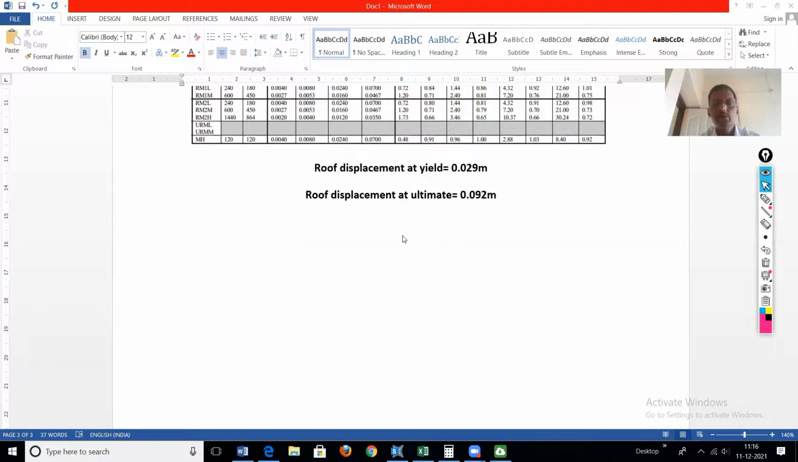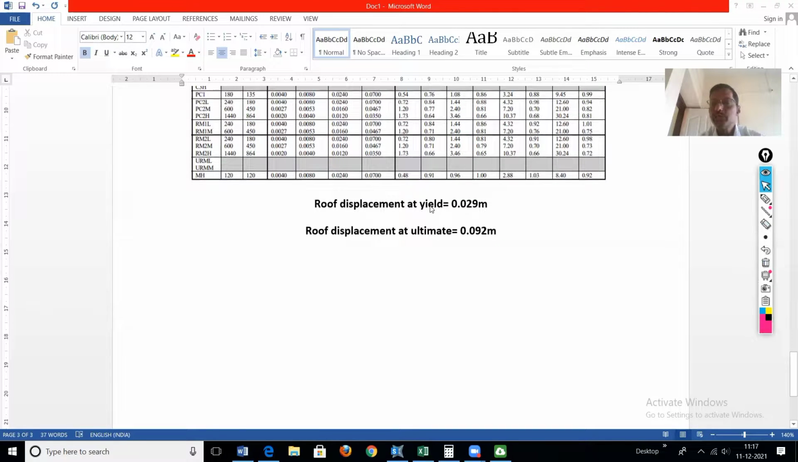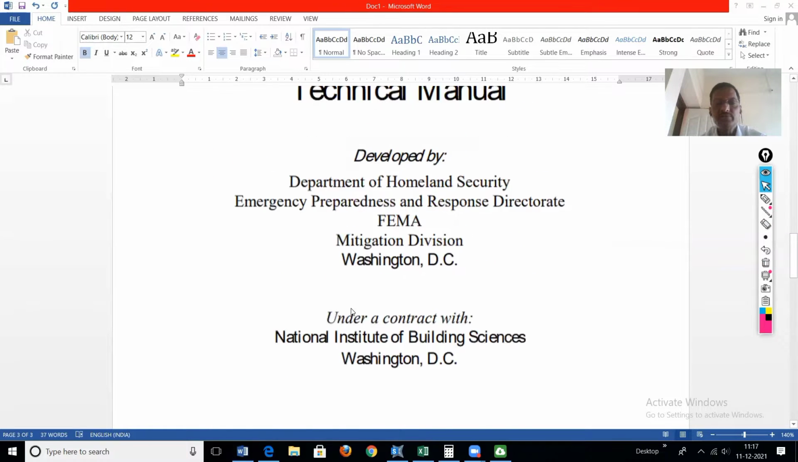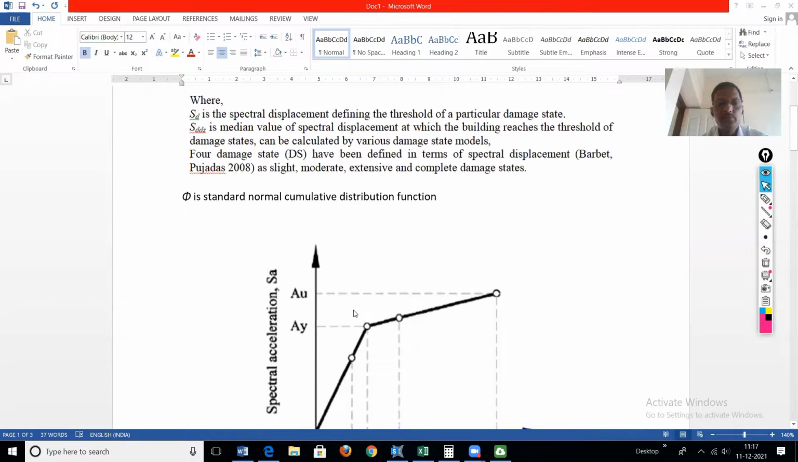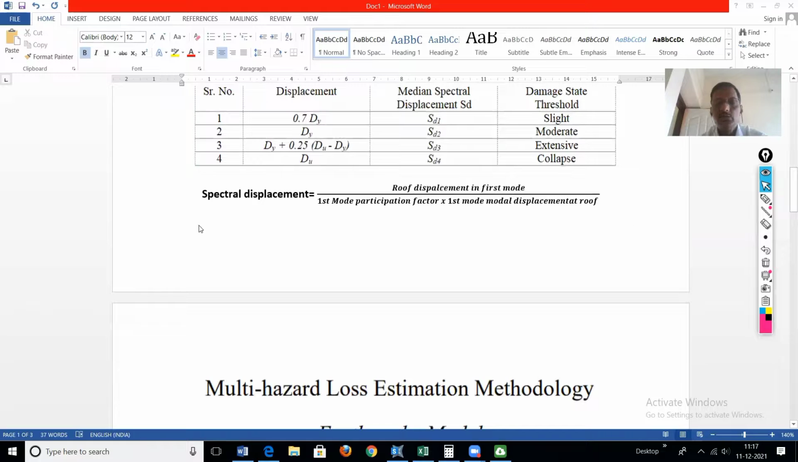Now the next thing is that this is a roof displacement, and we will convert this into a spectral displacement. We have this formula. So spectral displacement will be equal to the roof displacement in the first mode divided by the first mode participation factor multiplied by the first mode modal displacement at roof. I will copy this formula.